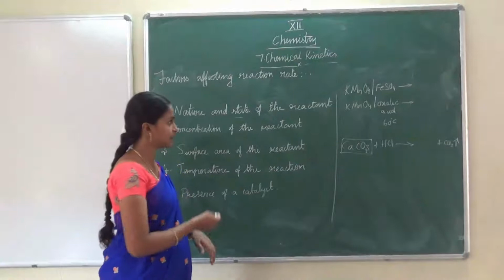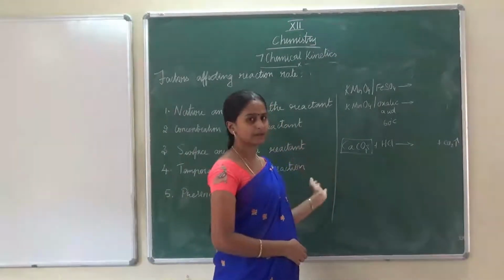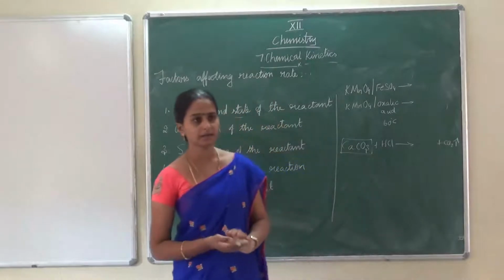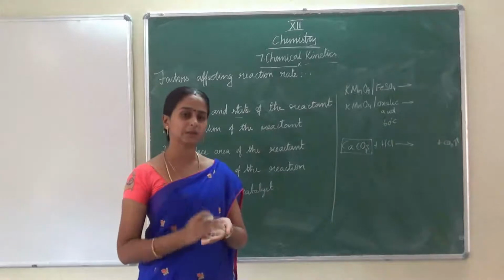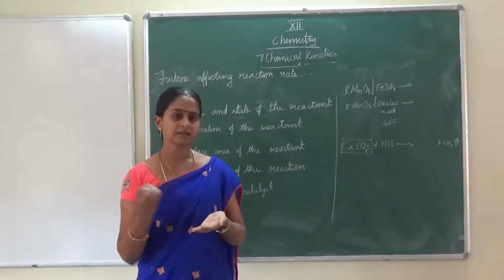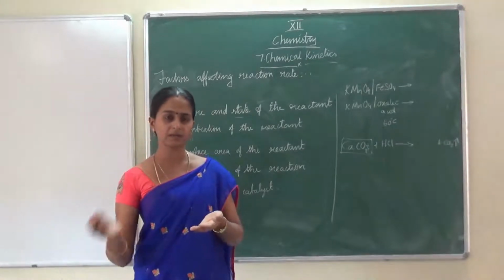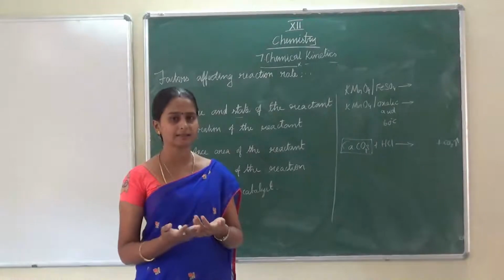Before itself I said some reactions require temperature rise. Same way here, the same reaction when you are doing at normal room temperature, the reaction will be slow. It will take 4 minutes, 5 minutes, even 10 minutes. Suppose if you heat that solution and do that work, the reaction will be very fast. Why? What is the reason?